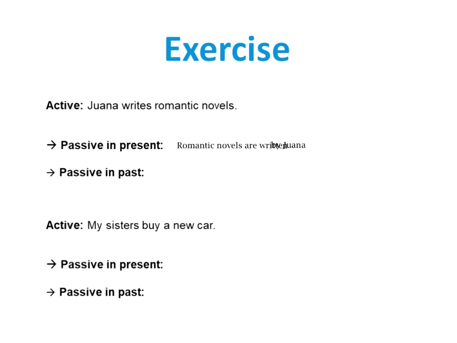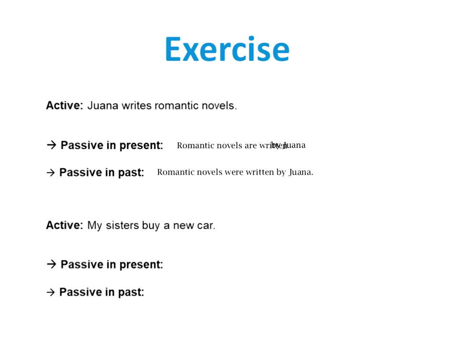And in the past form, we have the object again, romantic novels, but now it's in past, so we are going to use the form of the verb to be in past, in this case for plural, which is were. Then the form of the past participle, and let's see the other example.